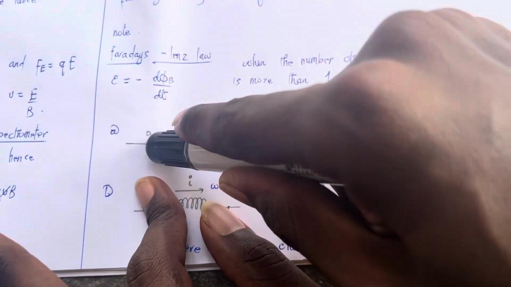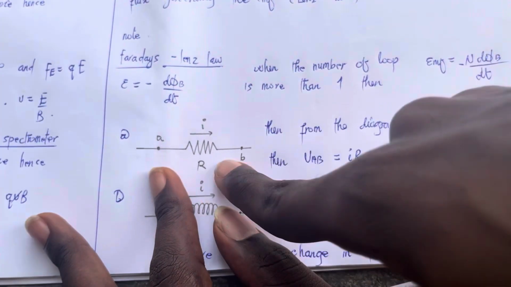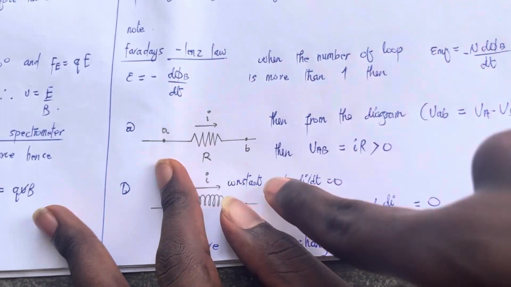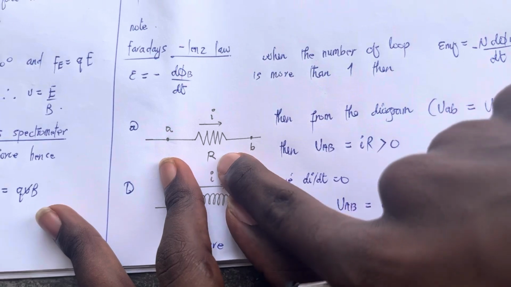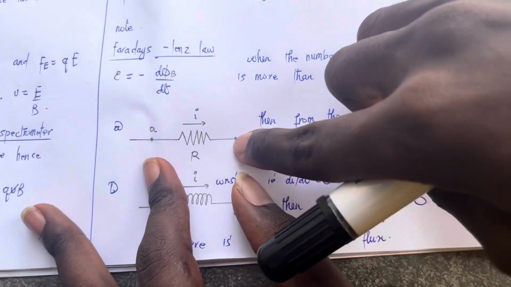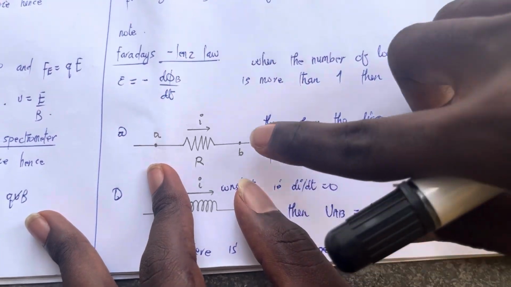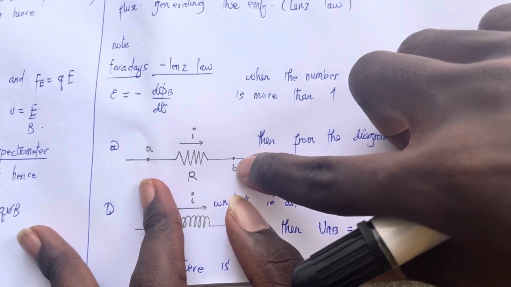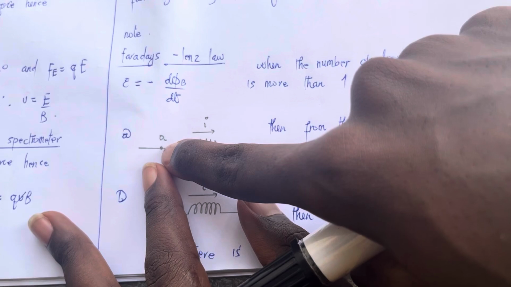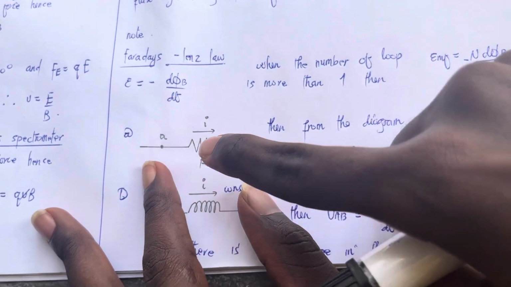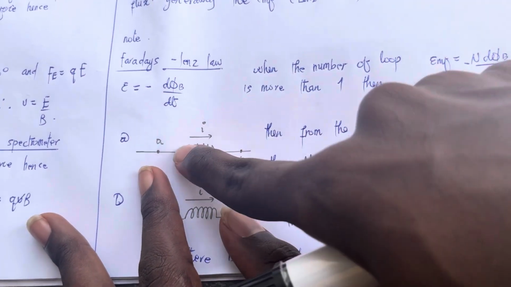So at the initial stage, before the current passes through the resistor, there were many currents, but because the resistor opposes the flow of current, the number of currents at point B will be lesser than the number of currents at point A. Okay, that's for resistors. So this is the direction of the current.